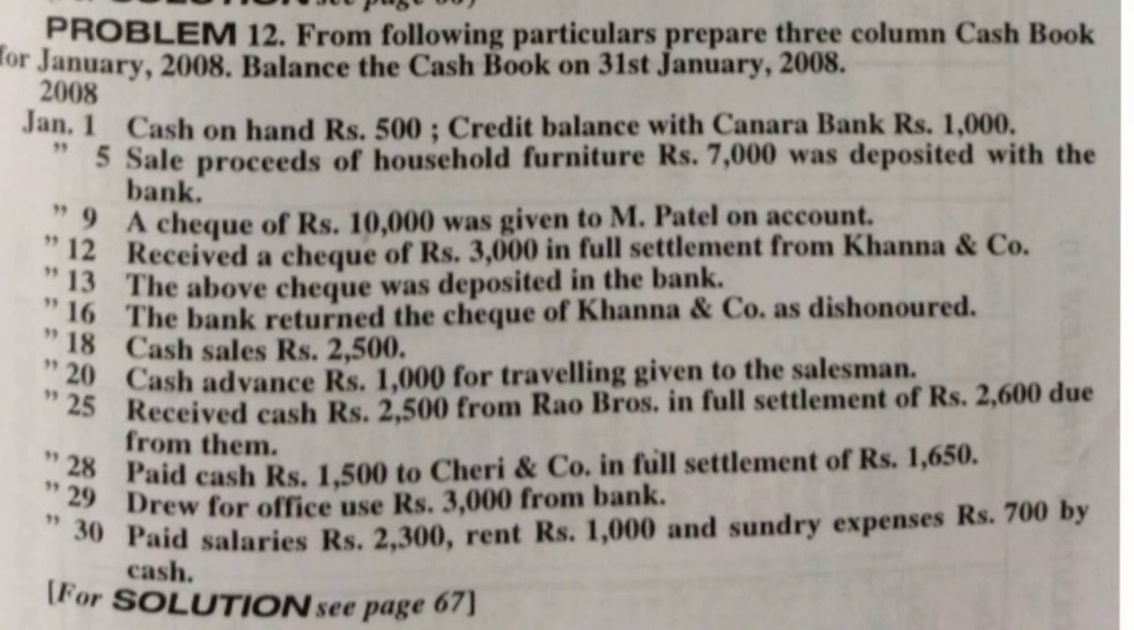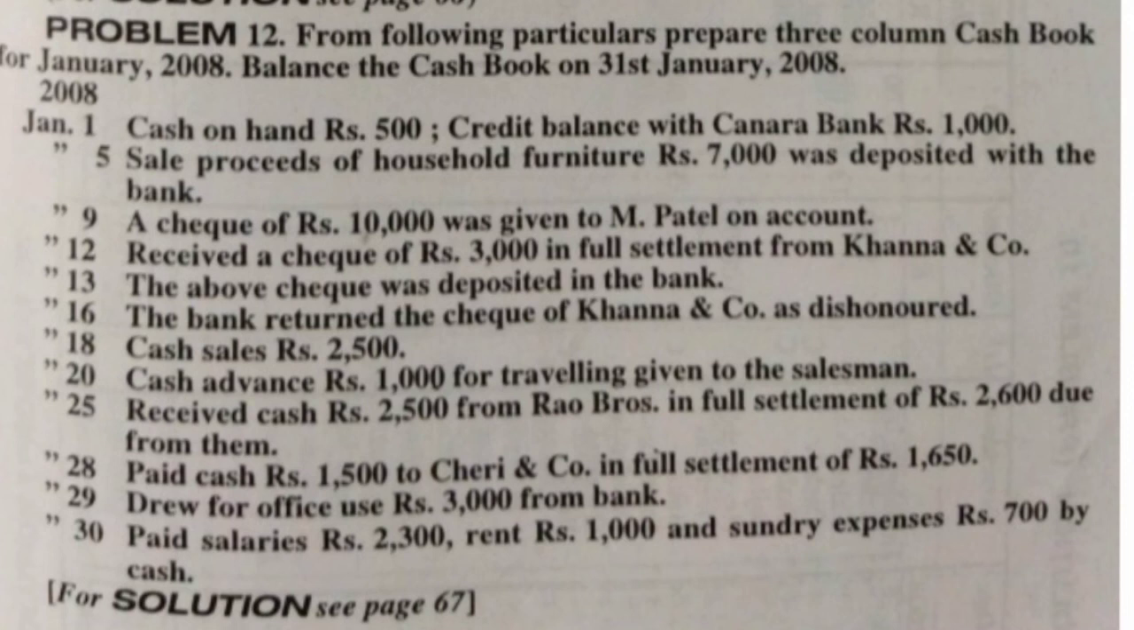Next, a check of rupees 10,000 was given to M Patel on account. So we are giving a check to M Patel on account. Debit the receiver, Patel account debit to bank account 10,000. Bank is on the credit side, credit the bank column with rupees 10,000. Next, received a check of rupees 3,000 in full settlement from Kannan and Company. What is the amount we need to receive in full settlement? They have given.